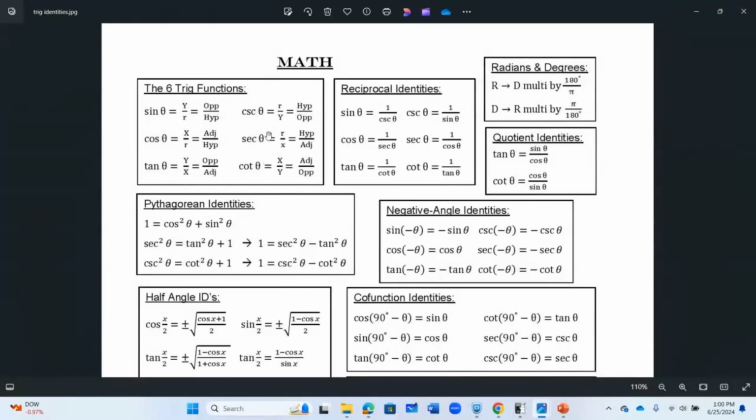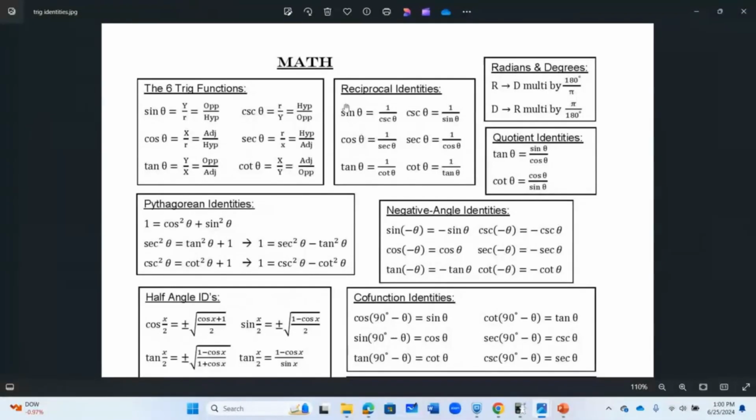I said it yesterday. Some of the things I'm going to say will not be in your textbook, but I have taught this class for a long time, and I know that the most important thing you need to know in the six trig ratios is SOH-CAH-TOA. Okay, and the reciprocal identities. We already said that sine theta and cosecant theta are reciprocals of each other. If I know cosecant, I know sine.